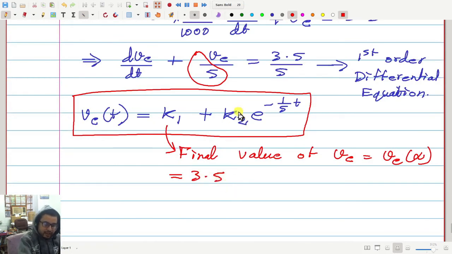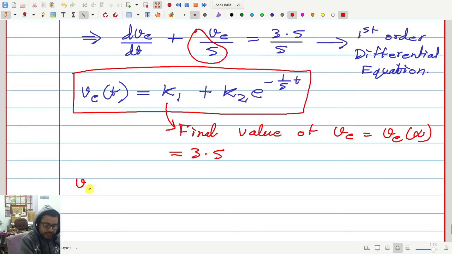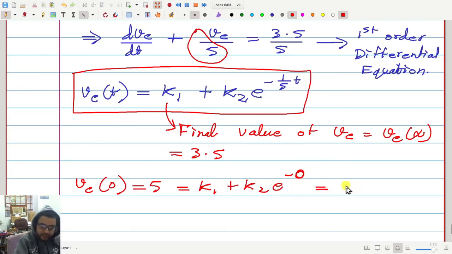Then we have to find the value of K2. And for K2, we will use the value of VC at time 0. So how much was this value at time 0? This was 5 volt. We previously calculated this was 5. So this should be equal to K1 plus K2 e to the power minus, this is 0 because time is 0. So K1 is 3.5 plus K2 e to the power 0, which is 1. So from this we will get K2 equal to how much? Minus 1.5.